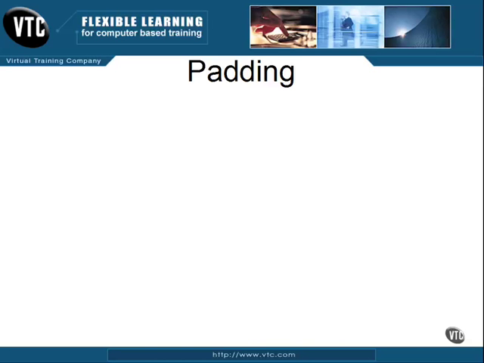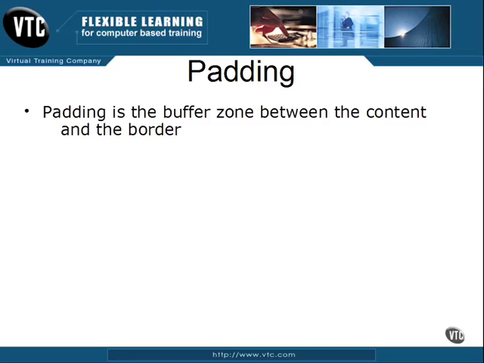The next area of the box that we investigate is padding. As mentioned in a previous movie, padding is the buffer zone between the content and the border of our objects. We also talked about how any padding that we might add to an element is added to the size established by the width and height properties to give us our true size of our object.